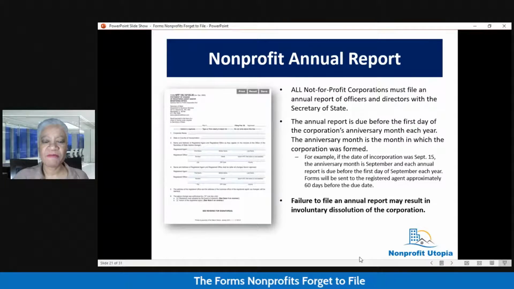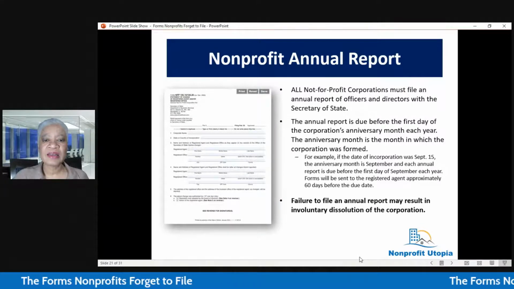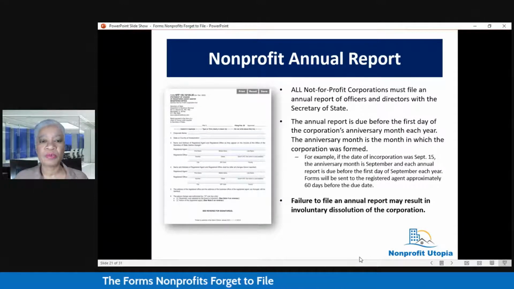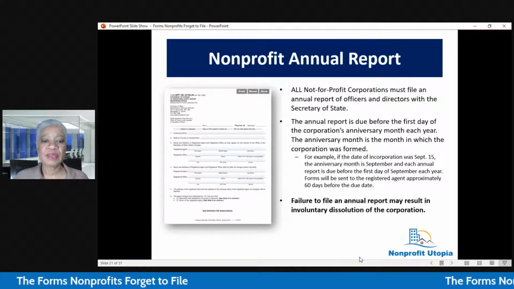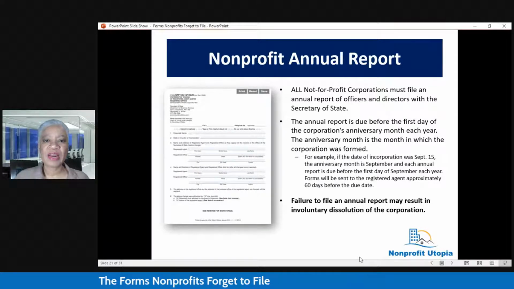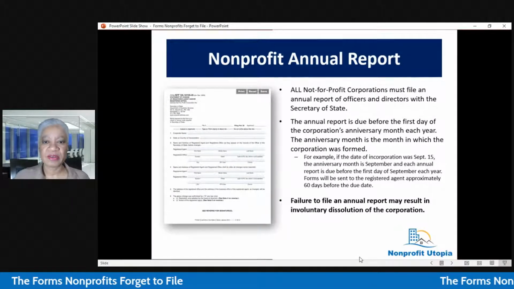So if that happens to you, if your organization is involuntarily dissolved, make sure you call the Secretary of State and do what you need to do in order to bring that current. And usually what that means is paying any penalties that are due and filing annual reports for every year that you missed.